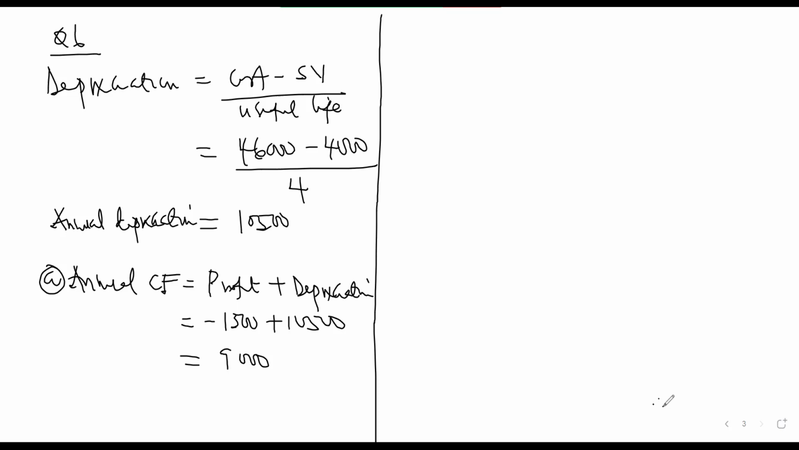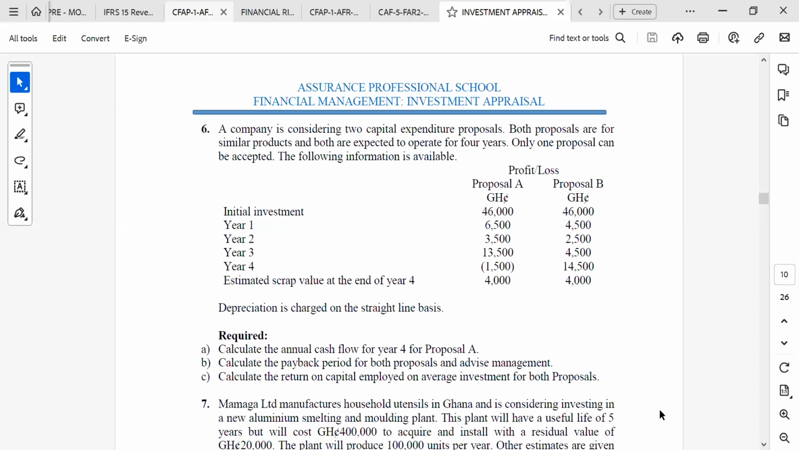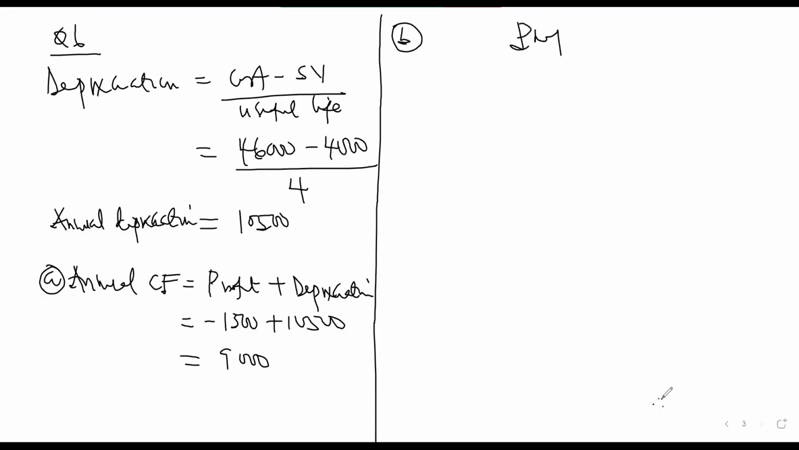Let's now come to the B part, which is the payback period for each of the projects. So we have to find the cash flow. For payback, we use after tax cash flow, but we don't have the tax rate over here. If we had the tax rate, we'd have to adjust this to get our after tax cash flow. Okay, so let's do it for proposal 1. Then we see what we do.